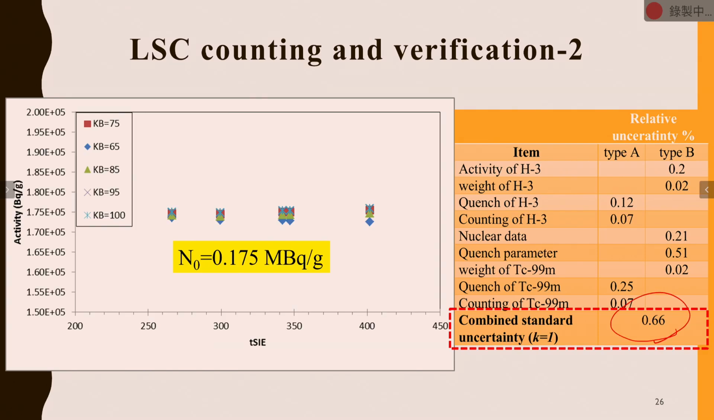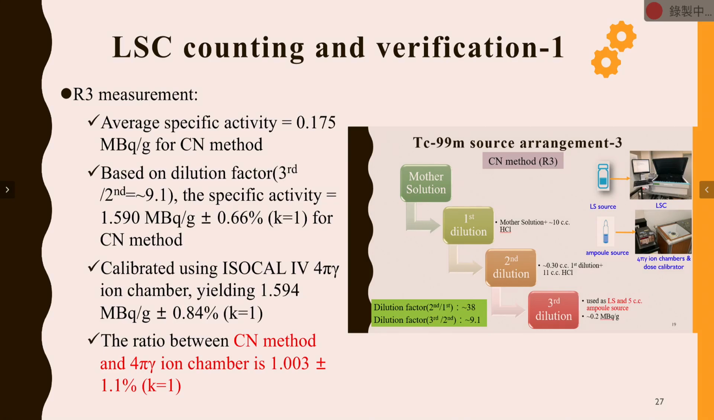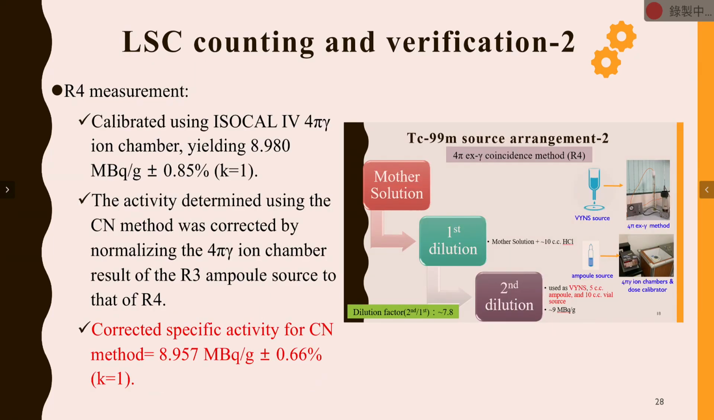And for R3 measurements, the ratio between the CM method and the 4π gamma ion chamber is about 1.03. And for the R4 measurement, the ampoule source is also calibrated using the 4π gamma ion chamber, and this is the value. And the activity determined using the CM method was corrected by normalizing the 4π gamma ion chamber result of the R3 ampoule source to that of R4.